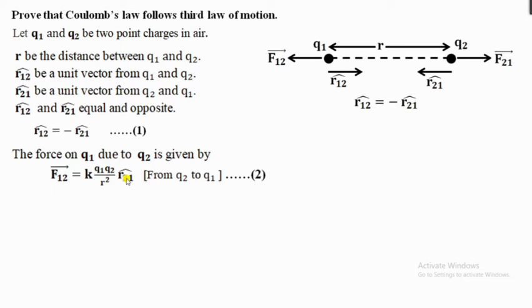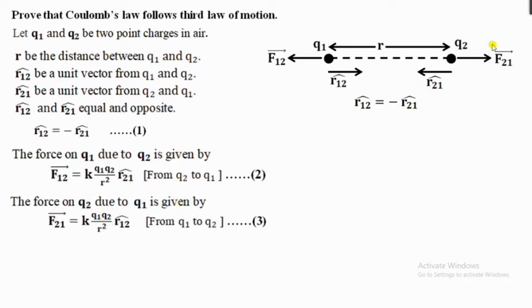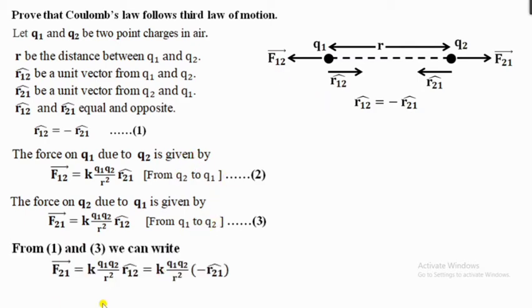Similarly, the force on Q2 due to Q1 will be given by F21, and it will be K Q1 Q2 by R square. Magnitude will be the same, only the direction will be different. This time direction is towards the right, so the vector going towards the right is R12. So it is from Q1 to Q2, and the previous force was from Q2 to Q1. Now from equation 1 and 3 we can write F21 is equal to this, and this R12 can be written as minus of R21. So I have just replaced R12 by minus R21.